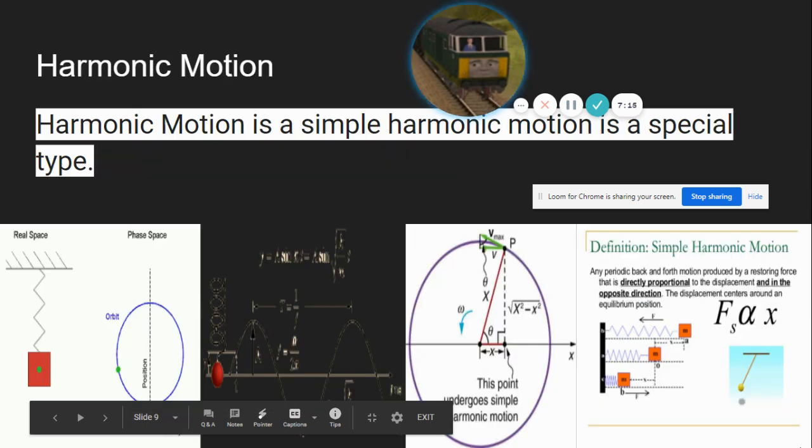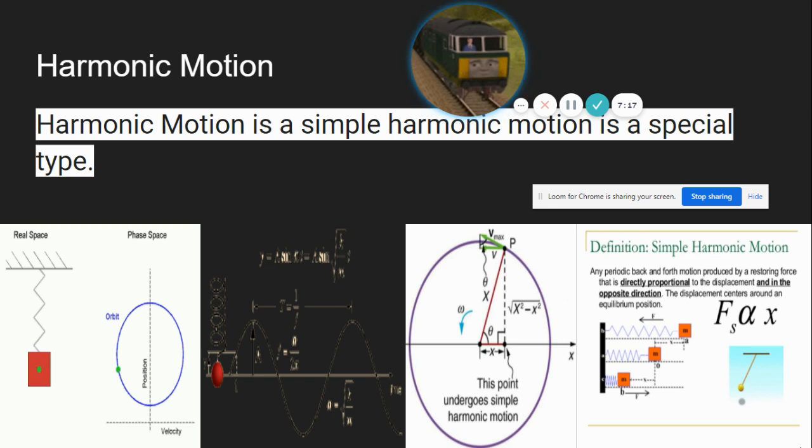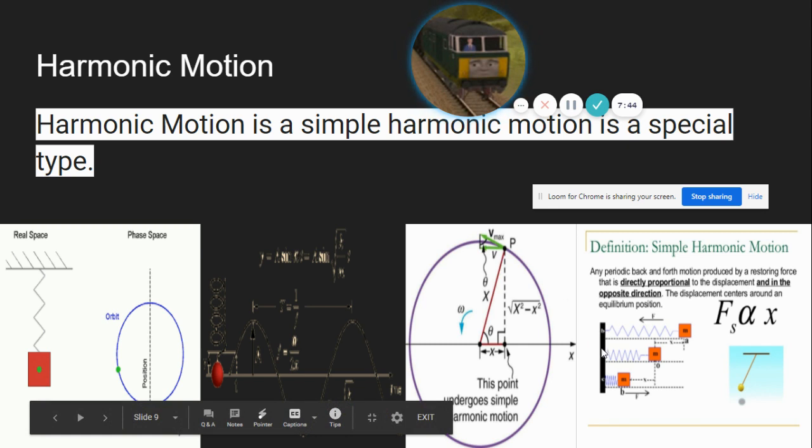This is about harmonic motion, or the definition of simple harmonic motion. Any periodic back and forth motion produced by a restoring force that is directly proportional to the displacement and in the opposite direction. But displacement centers around an equilibrium position. So this picture represents that. So it means like B to A to C.